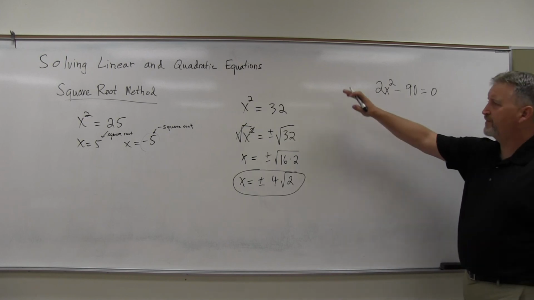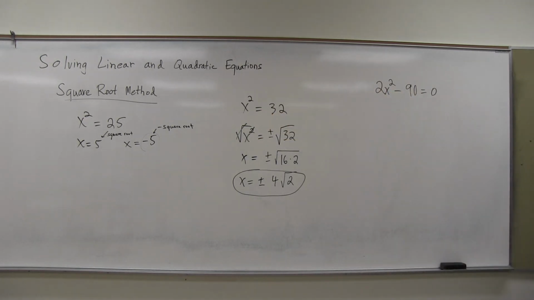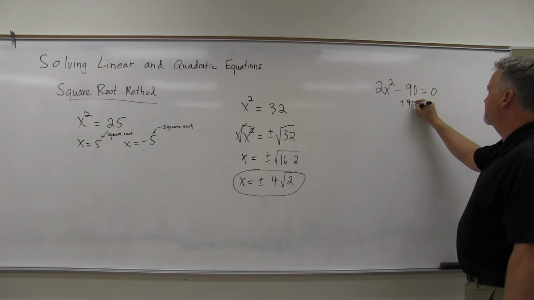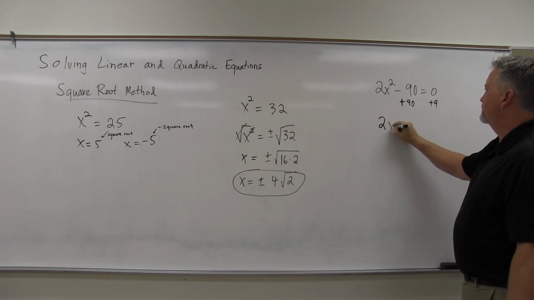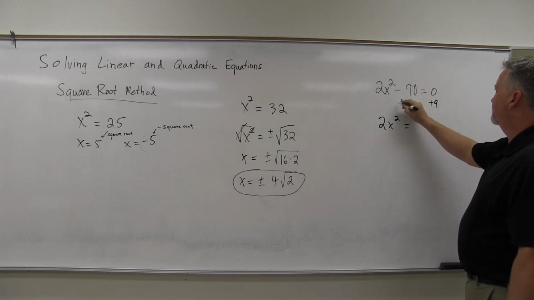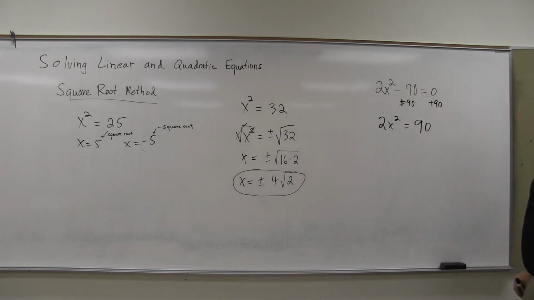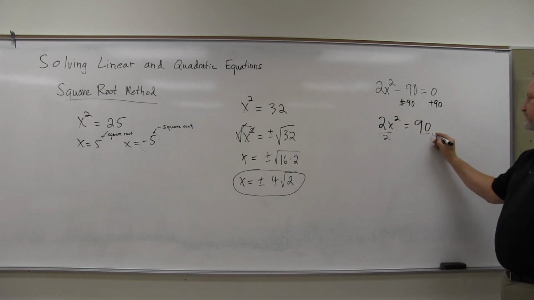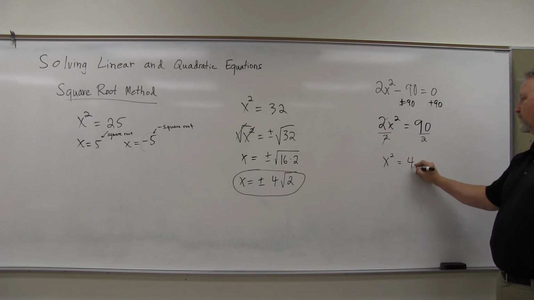On the square root method, you want the x squared by itself, so I want to move the minus 90 and the 2 to the other side. Kind of the opposite of what you do with factoring, but that's the way this works. So I'm going to add the 90. That would be 2x squared on the left. The 90's go out. 0 plus 90 is 90. And then I want the x squared all the way by itself, so divide by the 2, and we've got x squared equals 45.